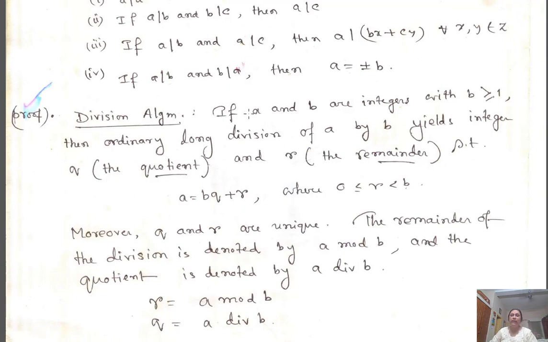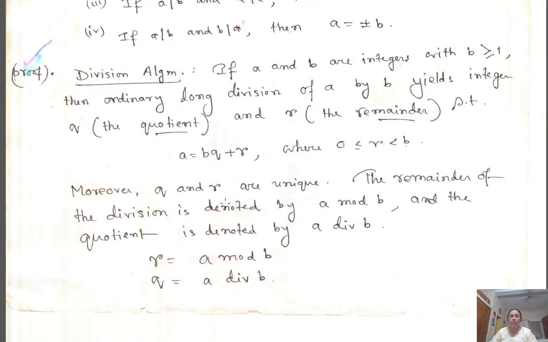It says that given any two integers a and b with b greater than or equal to 1, if you divide a by b, you will get a unique quotient and a unique remainder, a equal to bq plus r, where this remainder r is between 0 and b. So this remainder can be 0, or if it is not 0, then it must be a positive integer and must be less than b, the divisor.